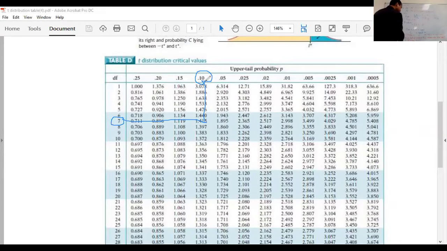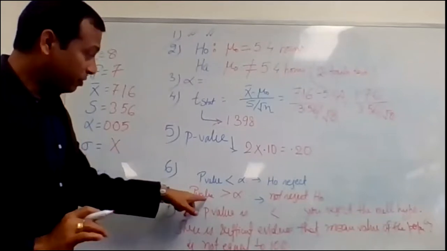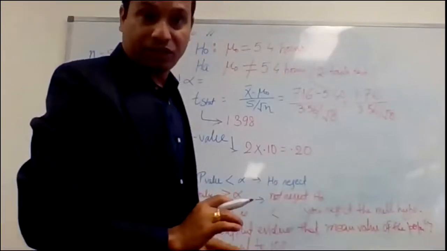Now, very important, the decision rule. If p-value is greater than alpha, then do not reject H naught. So we know the decision rule. If the p-value is less than the alpha value, then reject the H naught. Else, if the p-value is greater than alpha, then do not reject the H naught.